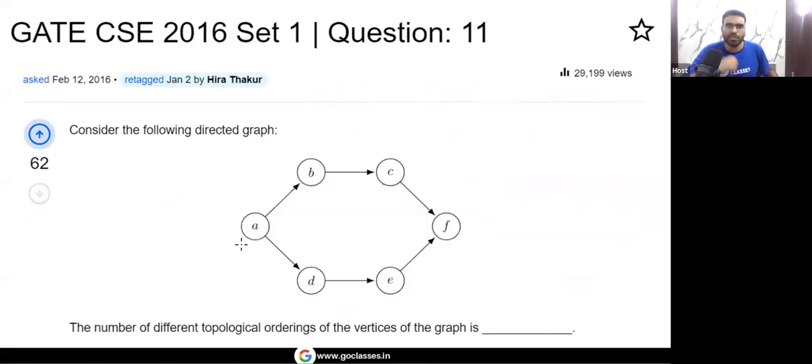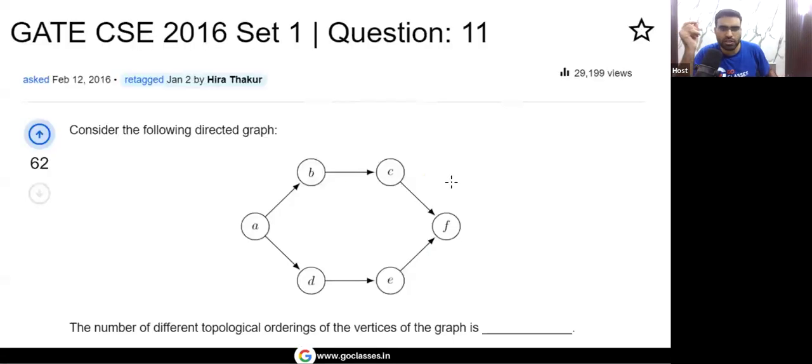What I'm telling you is, if a random directed acyclic graph is given to you, then there is no direct formula to find the topological ordering, to find the total number of topological orderings. There is no simple formula. But depending on the question, you can apply some clever trick.